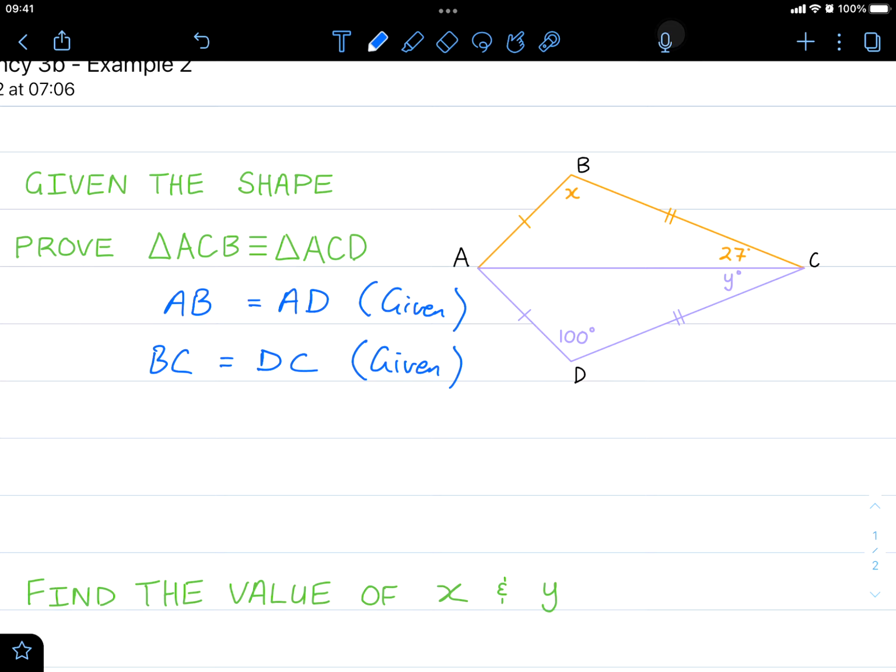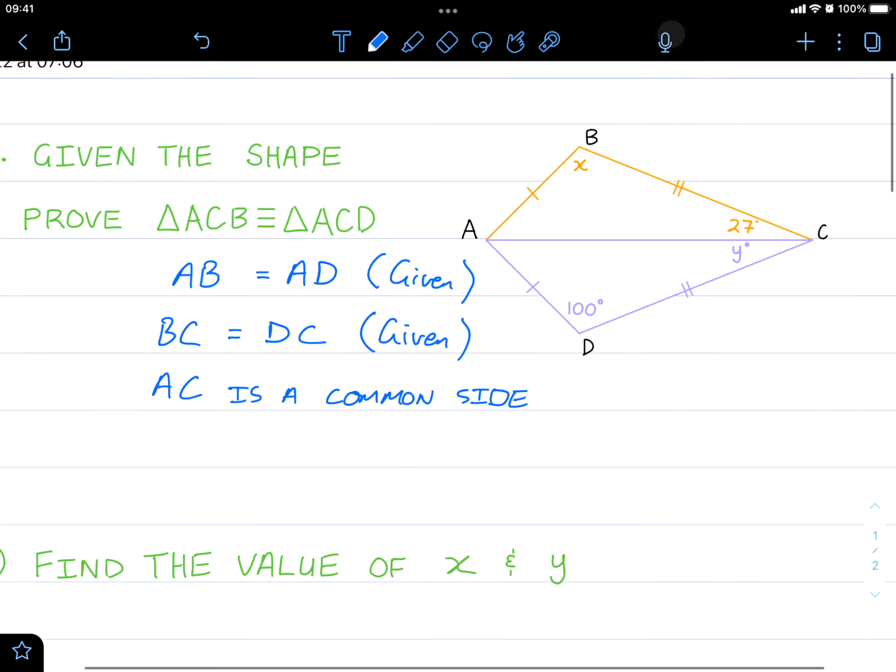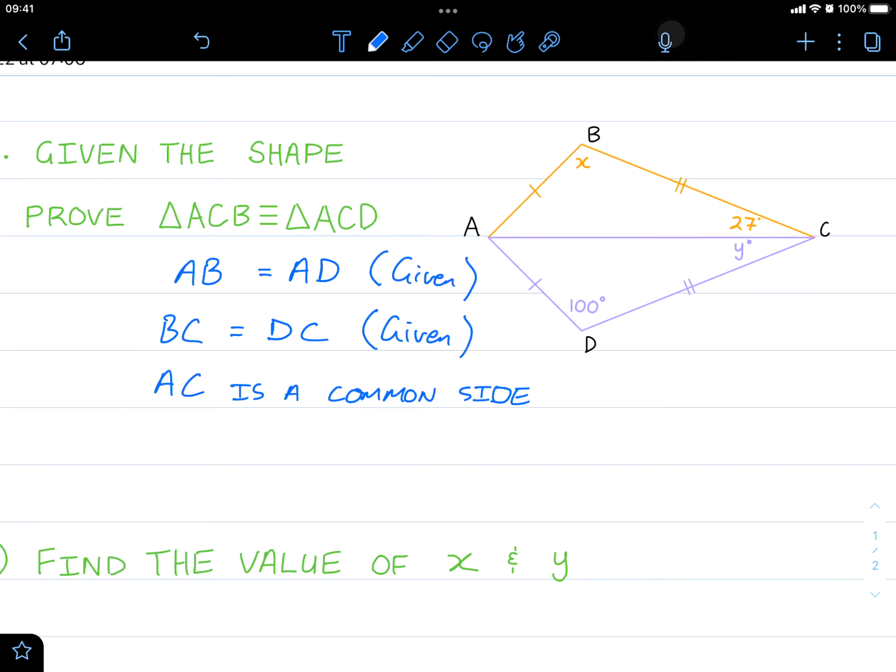In the last one, take a close look at the triangle ABC. Notice how AC is on both triangles. So ABC, that last side, is also on ADC. So we can say that AC is a common, or you can say shared, side. Because they are sharing the same side, that side must be equal.